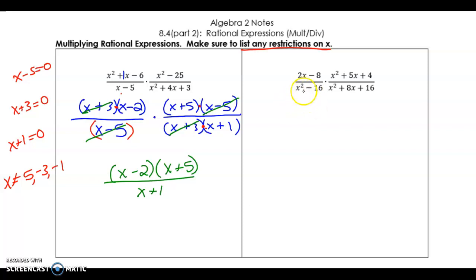Alright, the second one, I'll get this first part started. It's a little tricky because it's a greatest common factor. We're not going to break it into two binomials. So 2x minus 8, we can pull a 2 out.